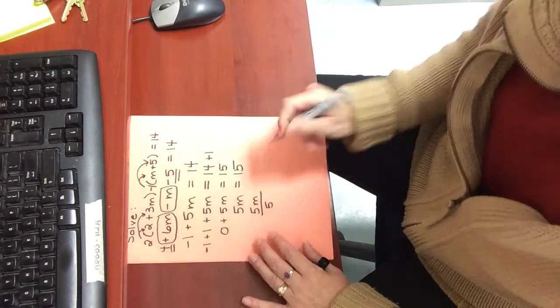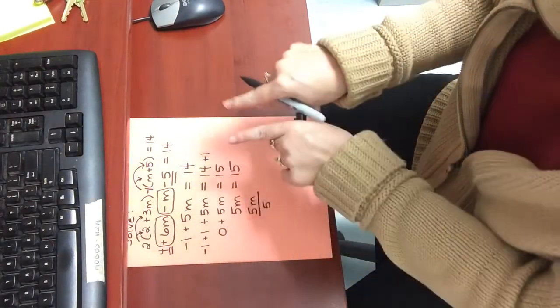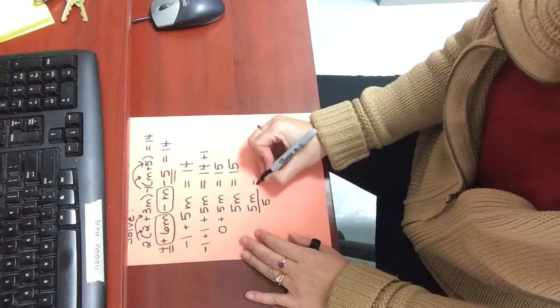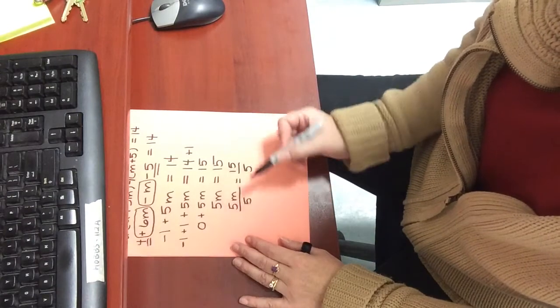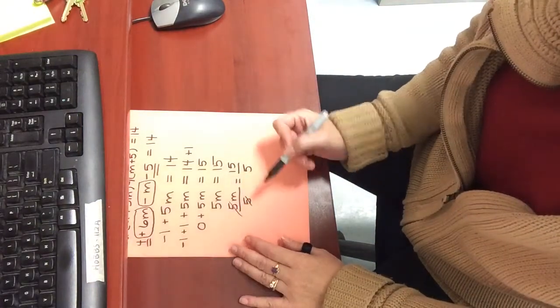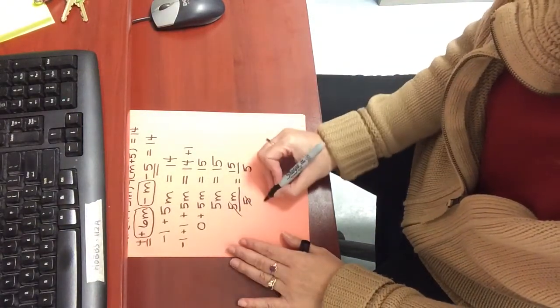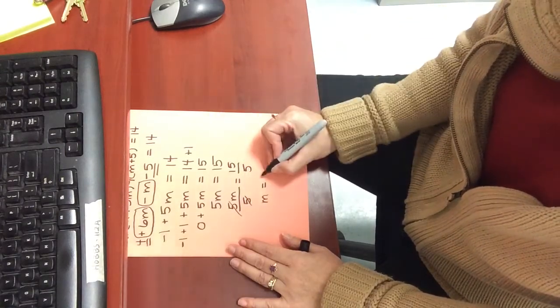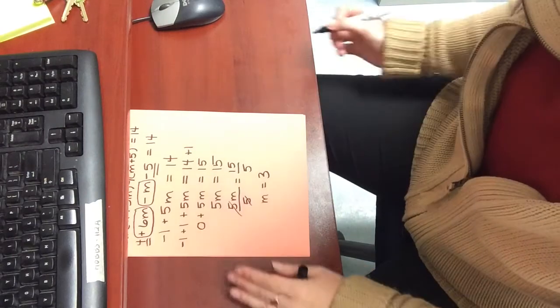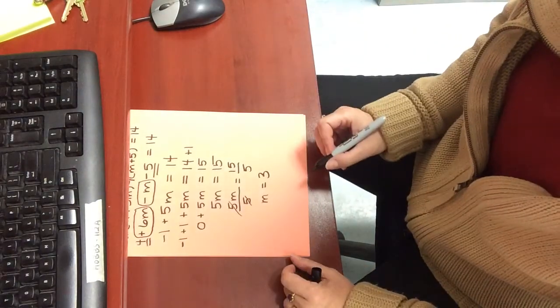But if I divide this side by 5, I have to divide every term on this side by 5. And what happens, 5 divided by 5 is 1. So 1 times m is just m. M equals 15 divided by 5, which is 3. And I've got my solution, m equals 3.